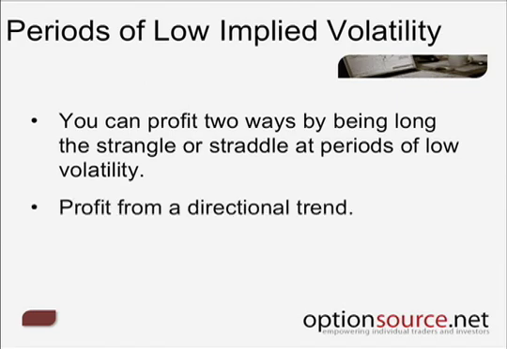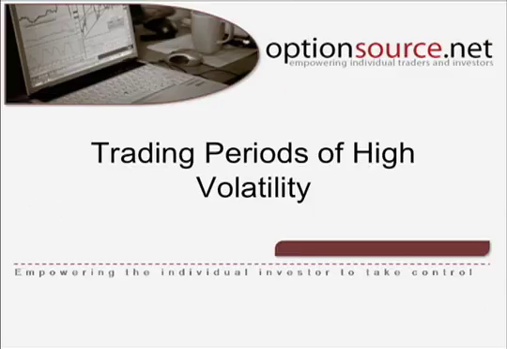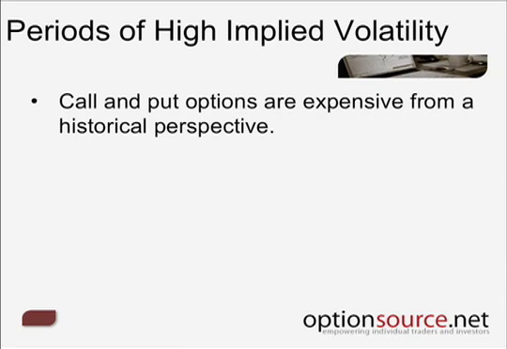Now, we can also profit not only from a directional trend as that trend is underway, but also from that expansion in volatility, from a period of low implied volatility to a period of high implied volatility. If we're looking at a current scenario where volatility is high, and we feel that options are priced a little too dear for being an options buyer straight up, we can use what's known as a debit spread to offset some of the costs.